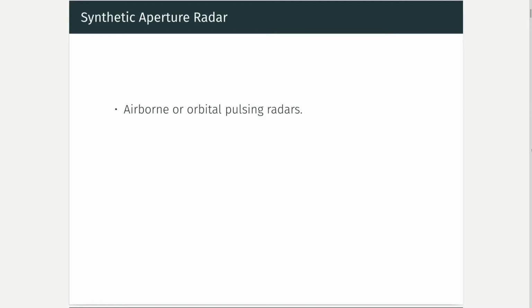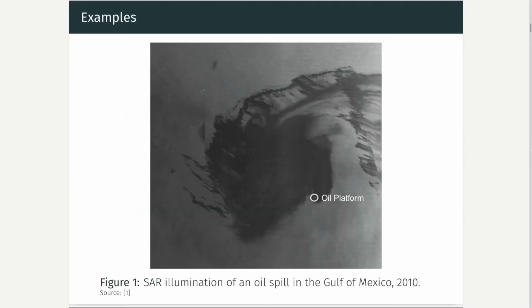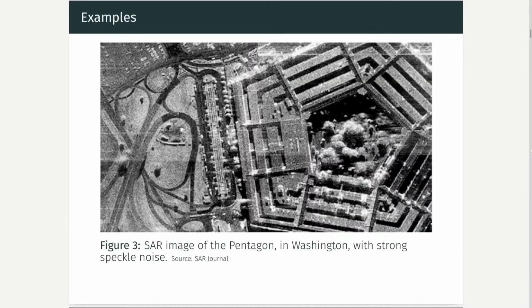It is an airborne or orbital pulsing radar. It measures the intensities and phases of the reflected pulses, like any other radar would do. But it has a virtual aperture, which leads to a high azimuth resolution. And it is independent of weather conditions, which makes it a good choice for many applications. Here's an example of a SAR image, another example, and another example. In this example, showing the Pentagon in Washington.